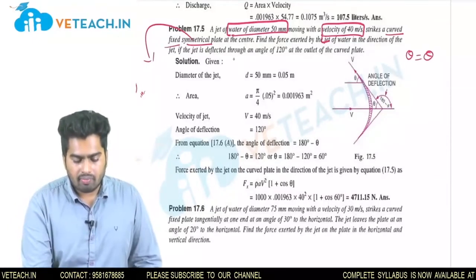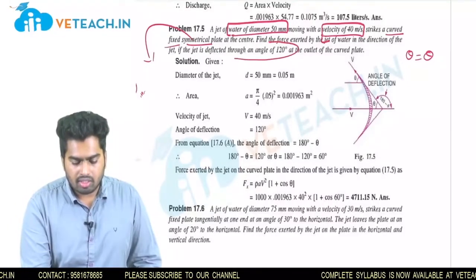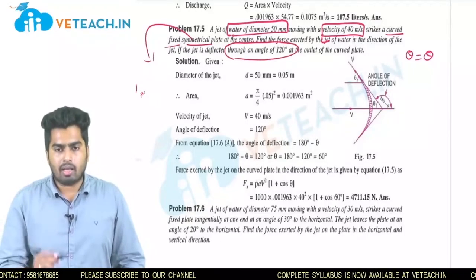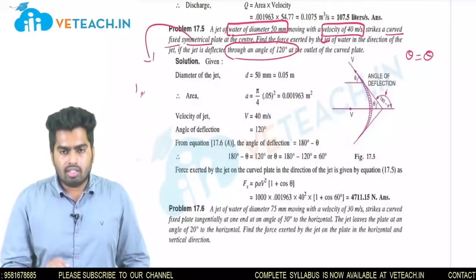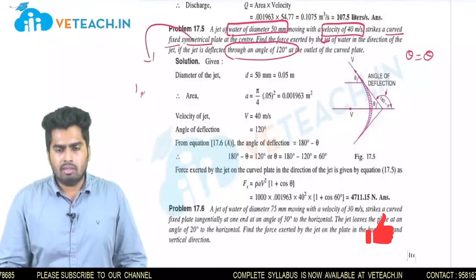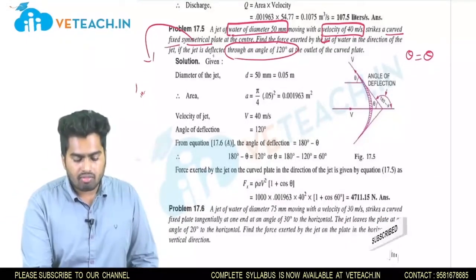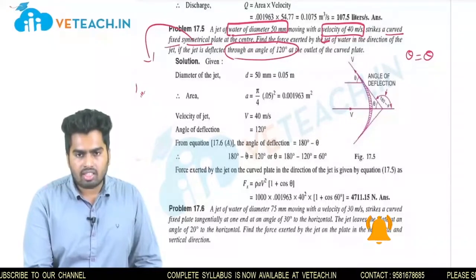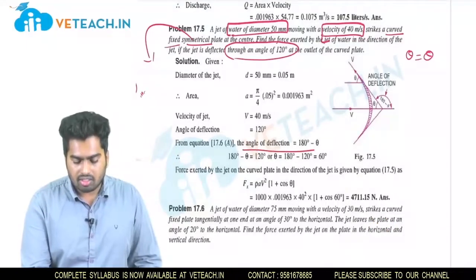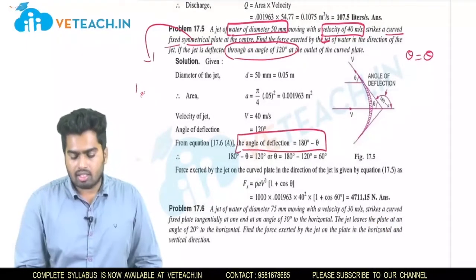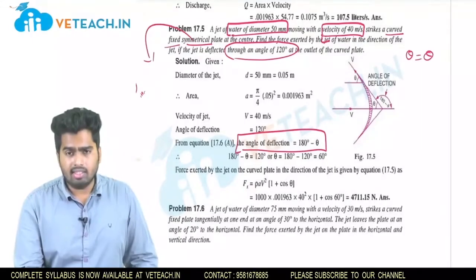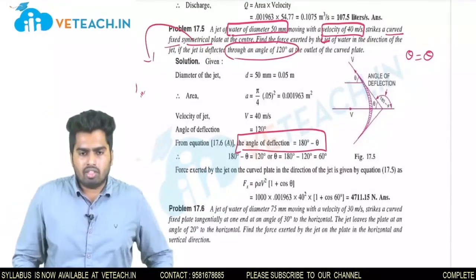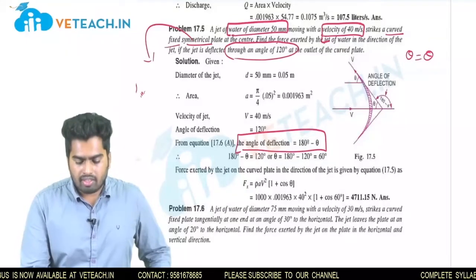He has also given that the jet is deflecting through an angle of 120 degrees. See, this 120 is not the angle between jet and plate. I am stressing again that 120 is not the angle between jet and the plate. Here the angle is the deflected angle. The relation between angle of deflection and theta is: angle of deflection is equal to 180 minus theta. What is theta? Theta is the angle between jet and the plate. So whenever angle of deflection is given, we can find theta with this formula, 180 minus theta.